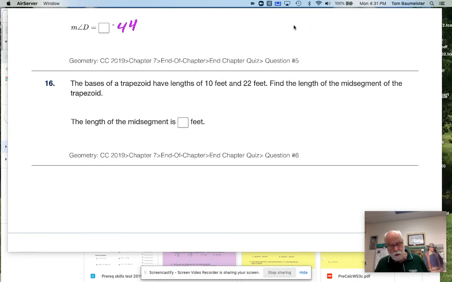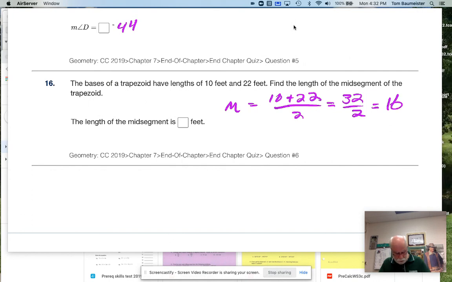And finally, the last one, the bases of a trapezoid have lengths of 10 feet and 22 feet. Find the length of the mid segment. Now, kind of think the mid segment, it sounds like midpoint. So if that's the case, the mid segment would be the sum of the two. So I'll have 10 plus 22. And I'm going to divide that by 2, which will give me 32 on top, divided by 2, which is equal to 16. So the length of the mid segment is 16 feet.